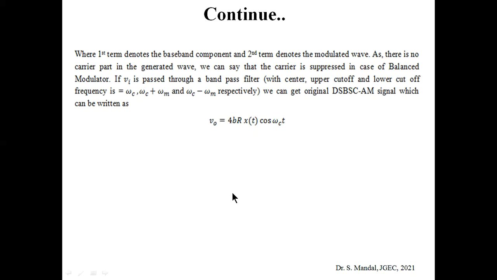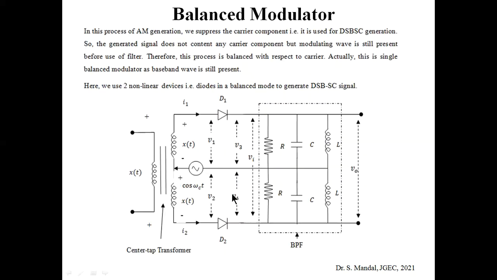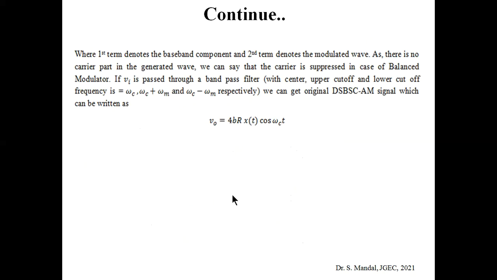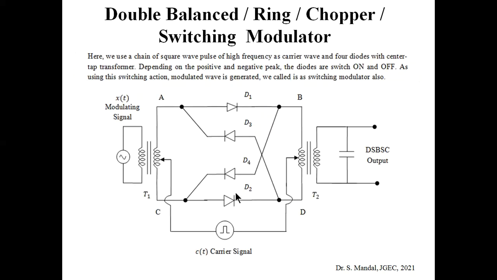Clear? So by using this procedure, we can generate the DSB-SC signal, and this is called the balance modulator. Clear? I think the operating principle is quite simple, and it is clear to you. However, if any problem occurred in understanding, please post them. Now let's move to the next part, that is the double balance modulator.